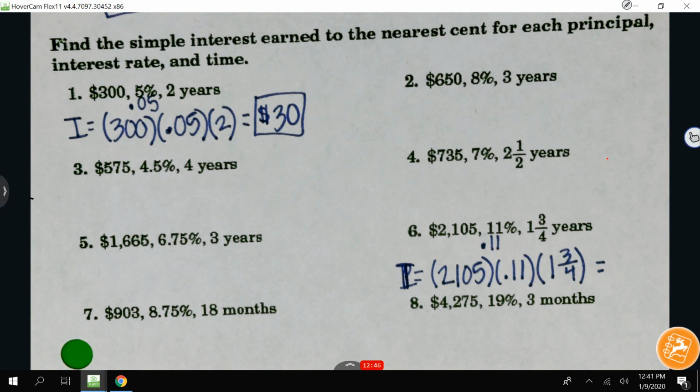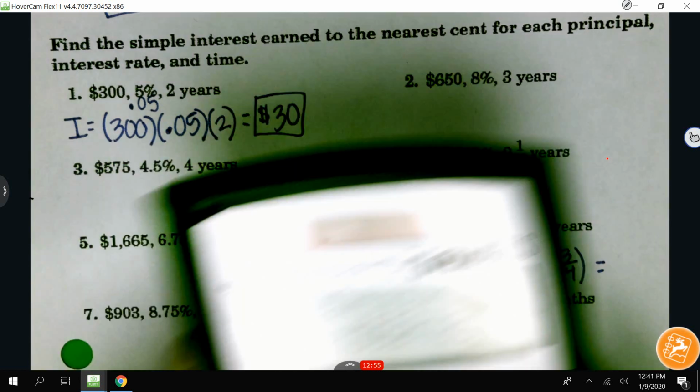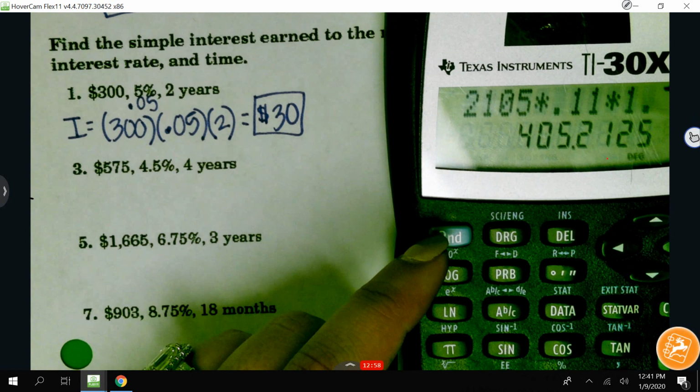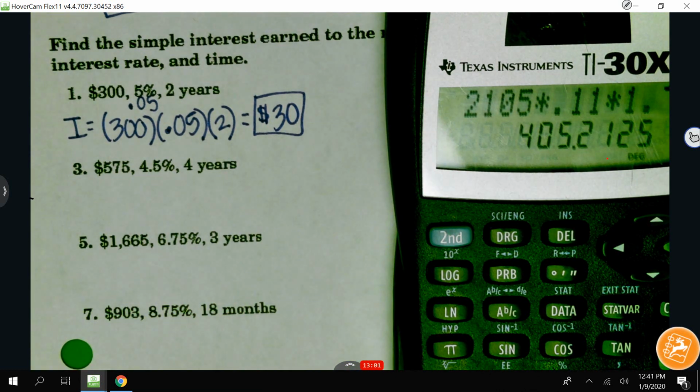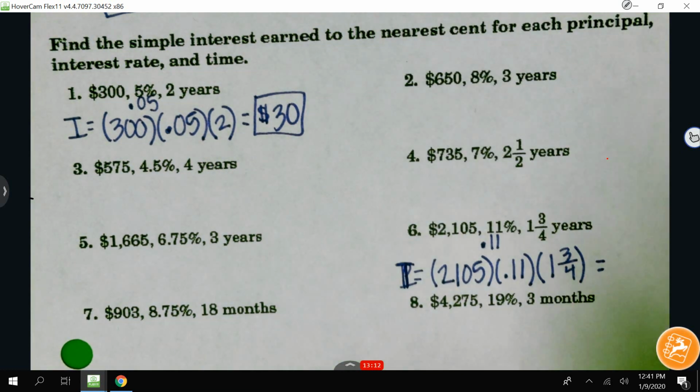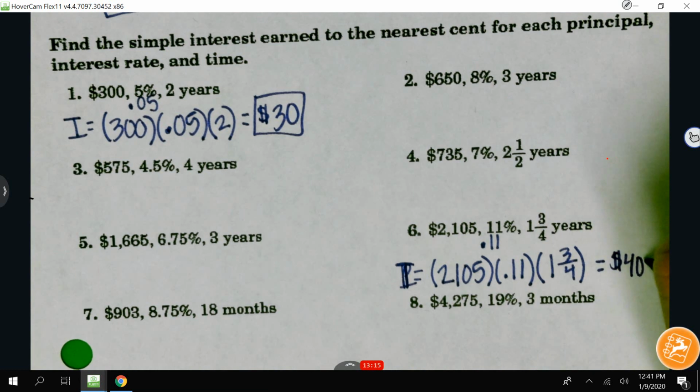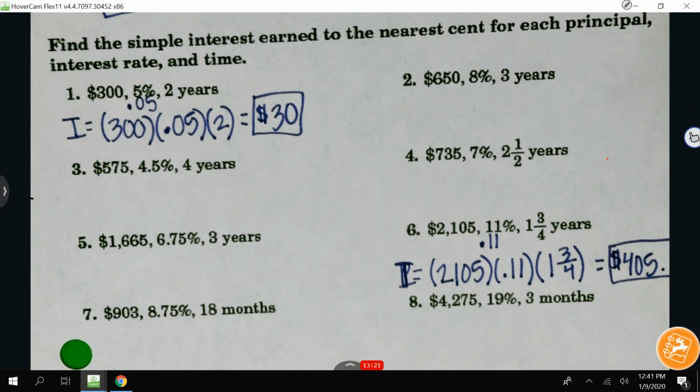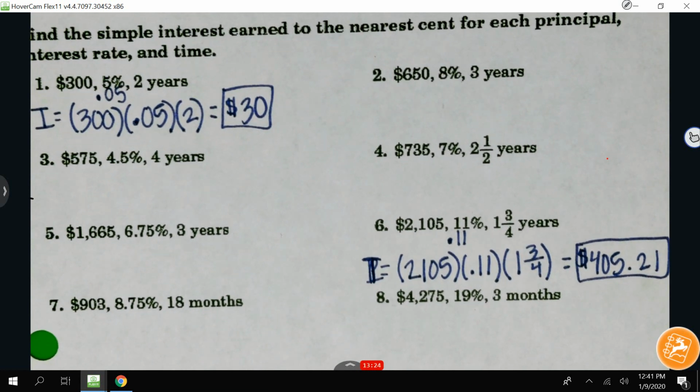So what is my answer? So how do you round that? 0.21, right? You don't need that last 5. All you need is the 0.212. The 2 is below 5, so you just drop it and it stays the same. So 405.21. We good?